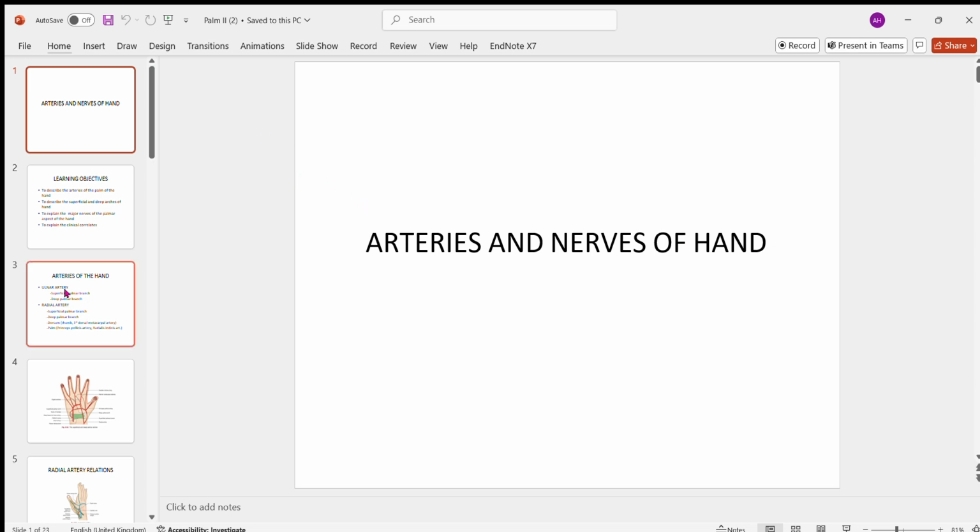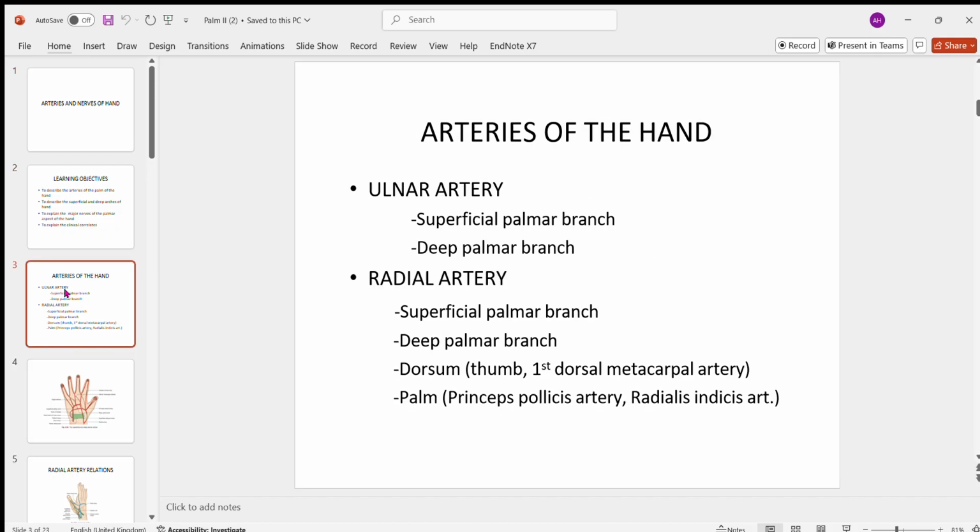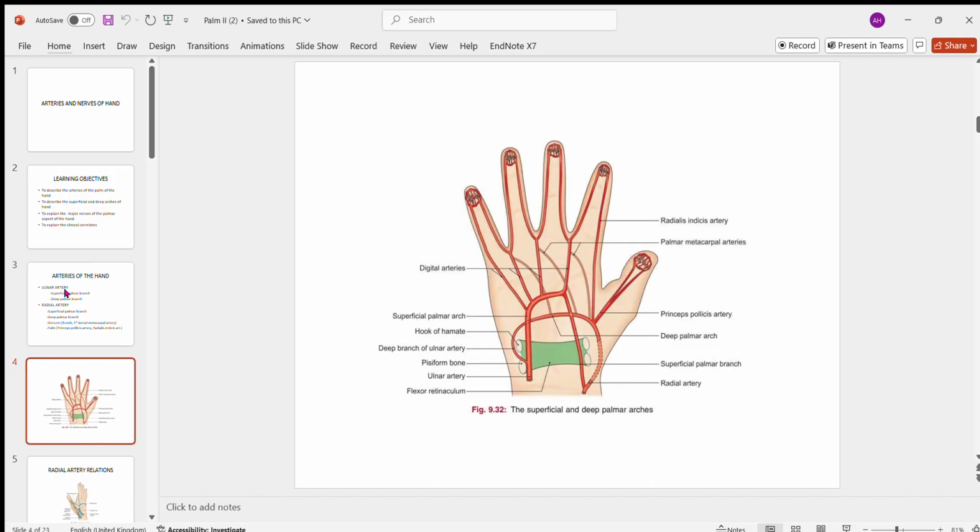Today we are going to discuss the arteries and nerves of the hand. The hand has two arteries, the ulnar artery and the radial artery. We are going to discuss these arteries in detail. On the palm, the main blood supply is through the branches of the ulnar artery and the radial artery.